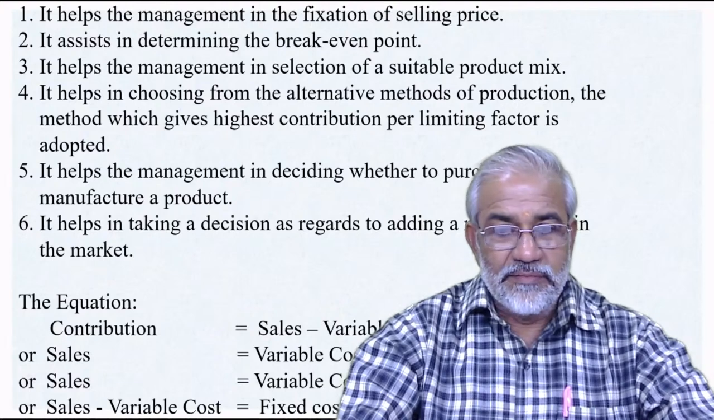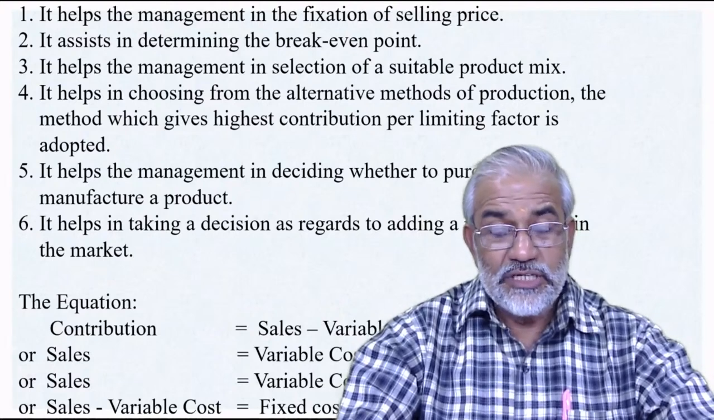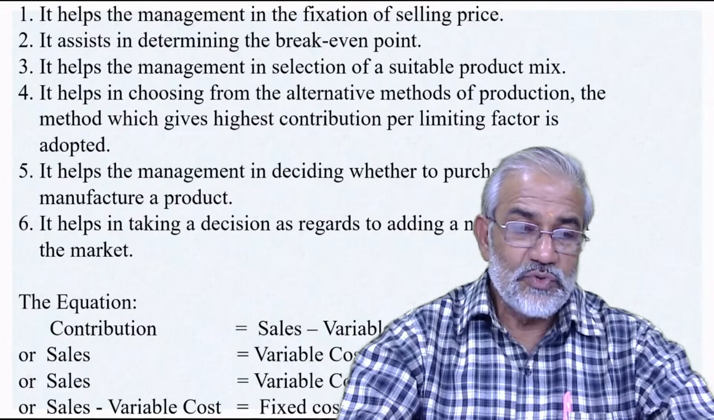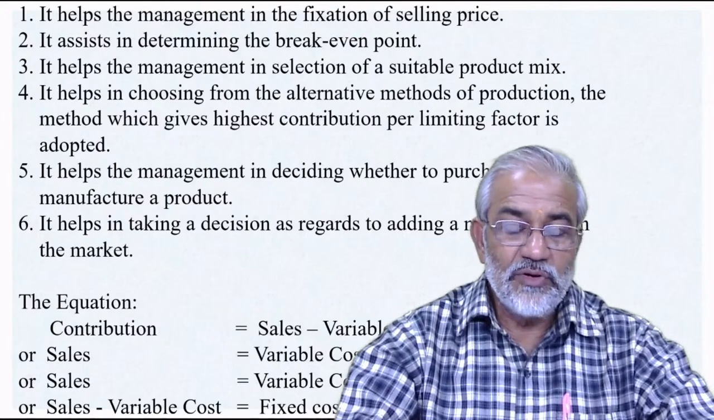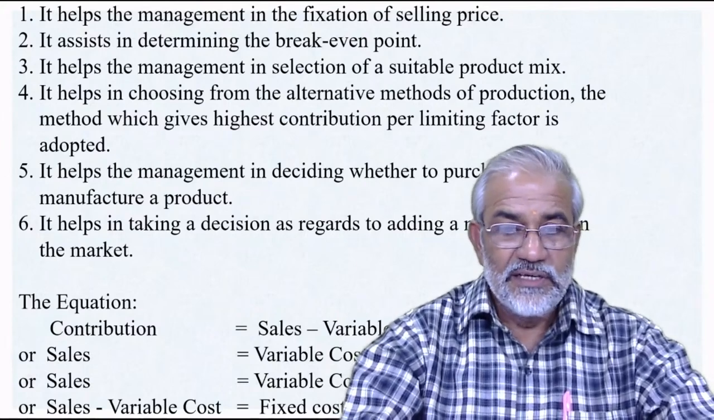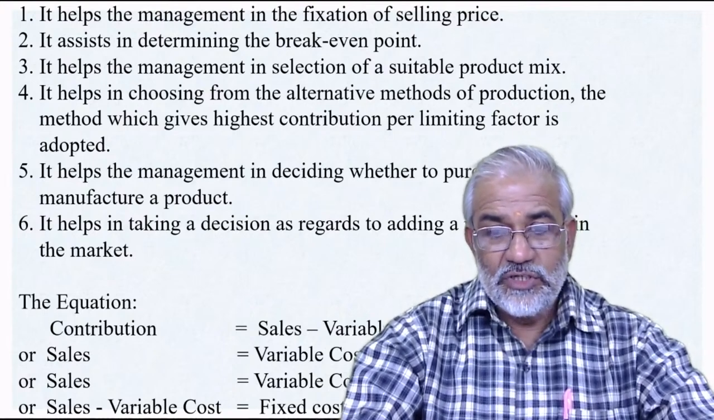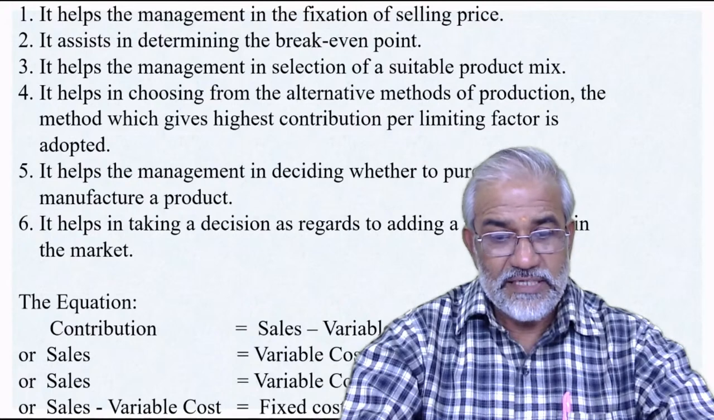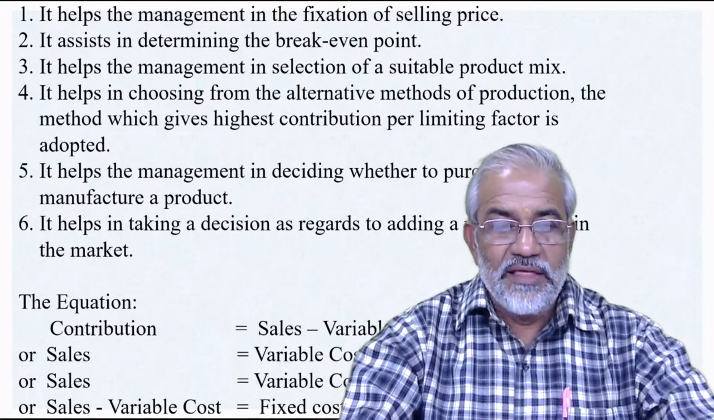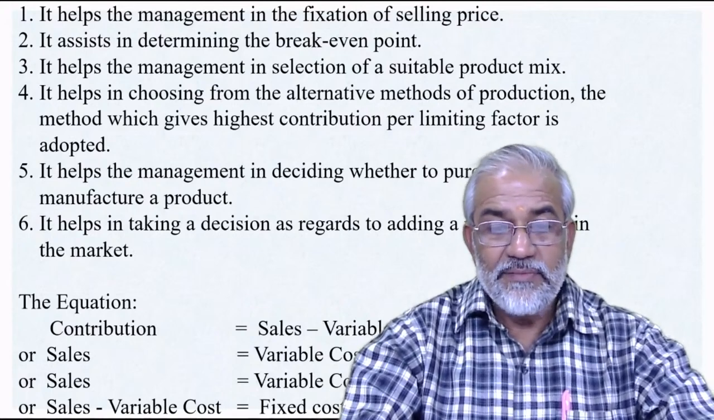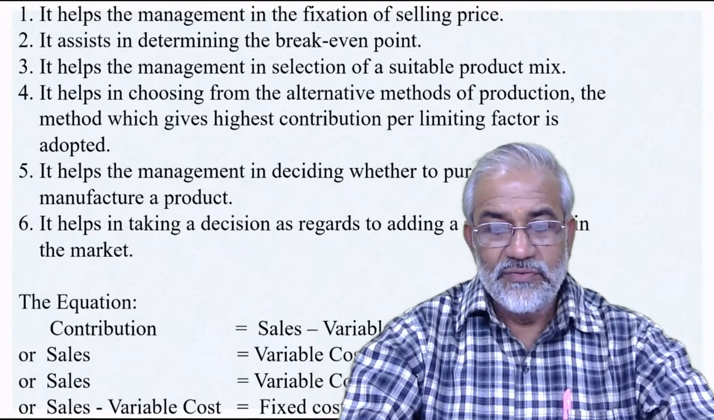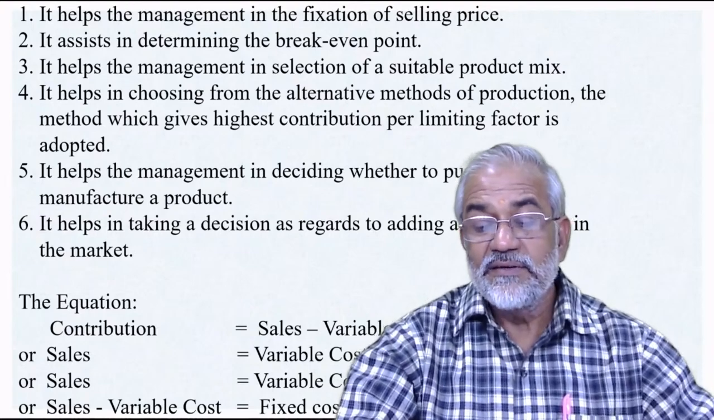And variable cost plus contribution is otherwise the equation. If we change it altogether, then sales is equal to variable cost plus contribution, or sales is equal to variable cost plus fixed cost plus or minus profit, or sales minus variable cost is equal to fixed cost plus or minus profit.